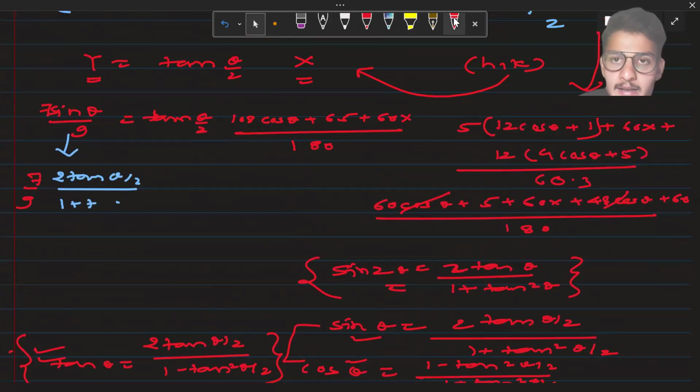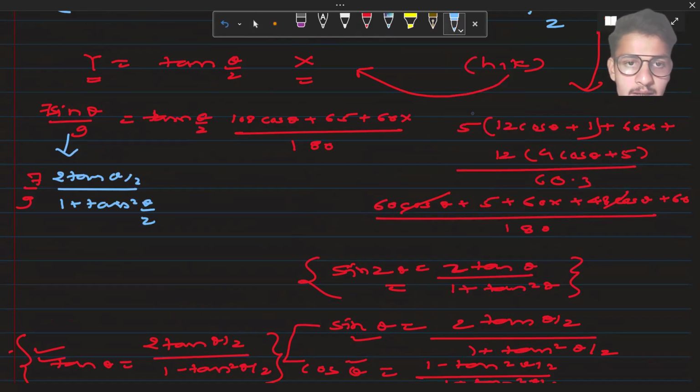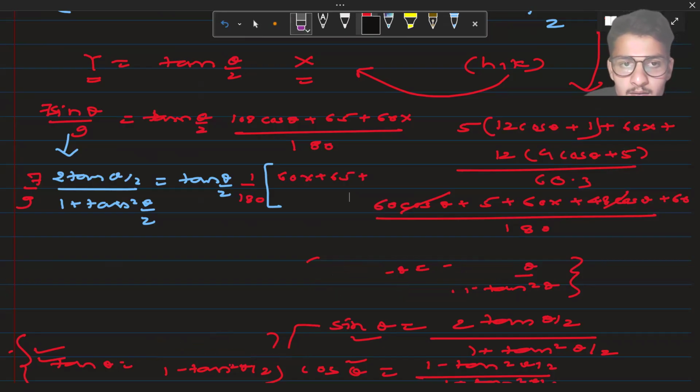So till here, I think everything is obvious. You need to keep patience, that is required. Okay, I am again and again saying that it's not a simple problem. You will require some kind of patience. The 1 by 180 is also here, and 60x plus 65, and I will remove these values now.